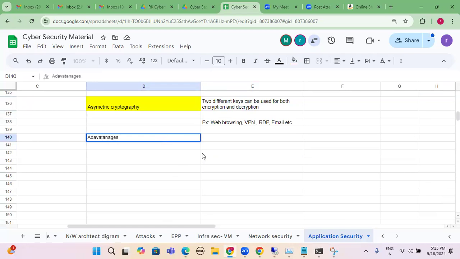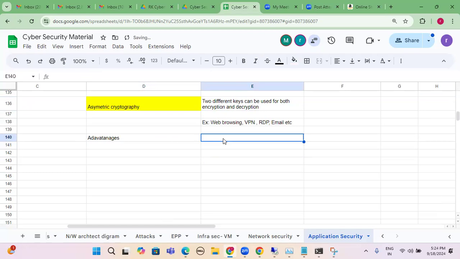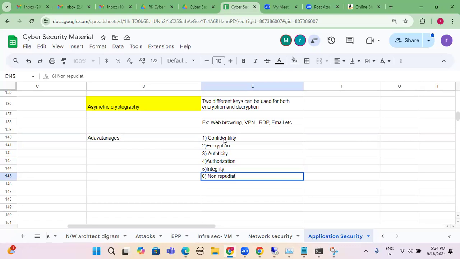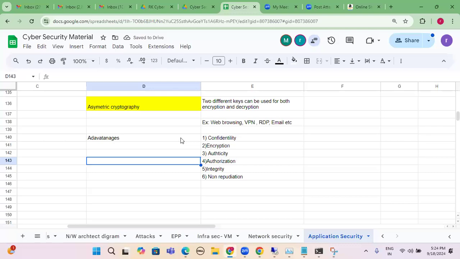Advantages of asymmetric: it will provide confidentiality because keys are exchanged. It will provide encryption. It will provide authenticity. It will provide authorization, integrity, and finally it will provide non-repudiation as well. How will that be provided? Give me another 5 minutes, I'll explain. So that is one of the advantages of asymmetric.